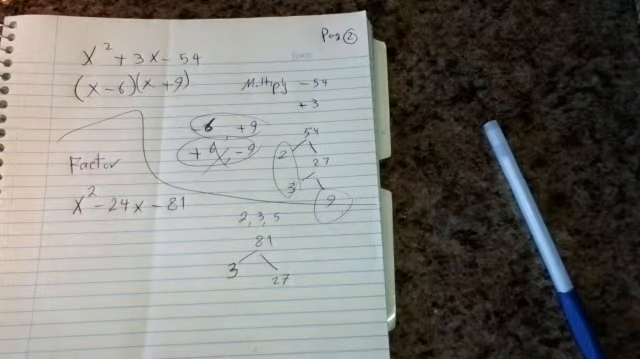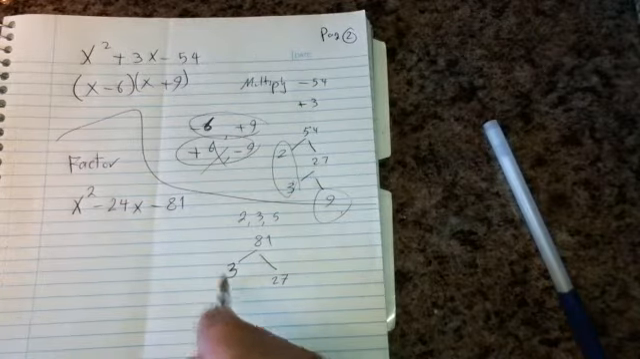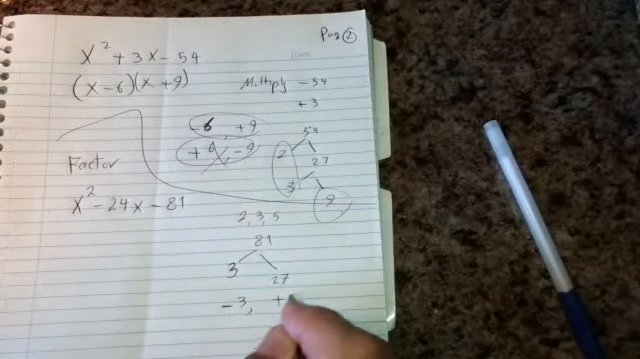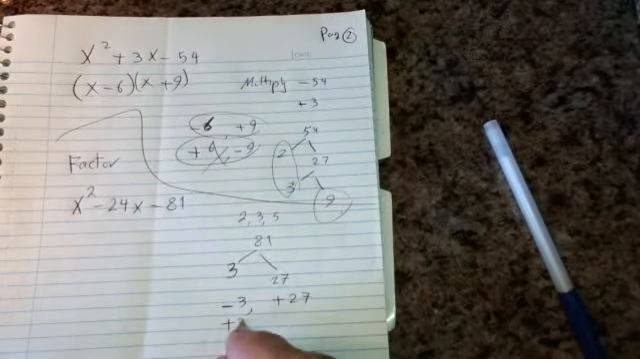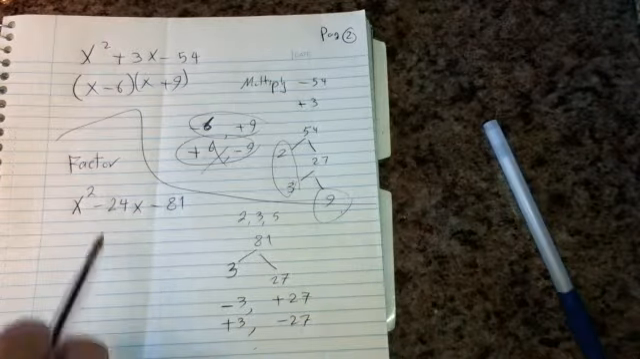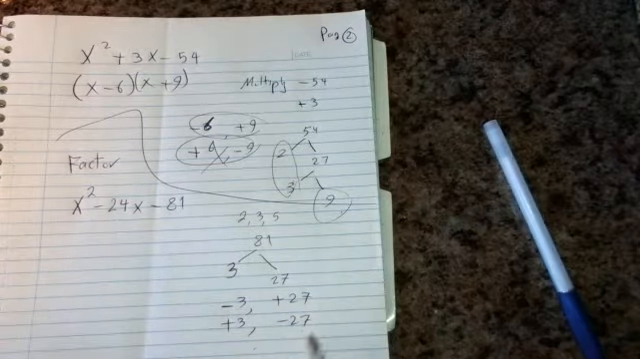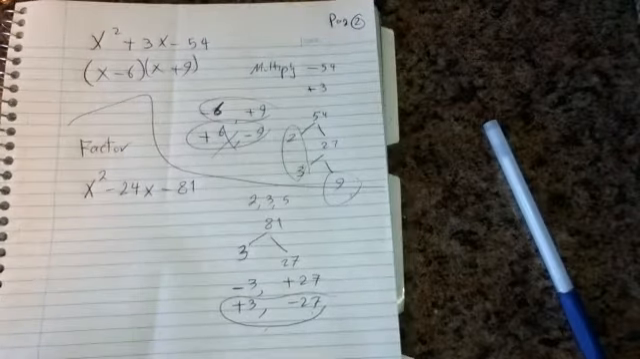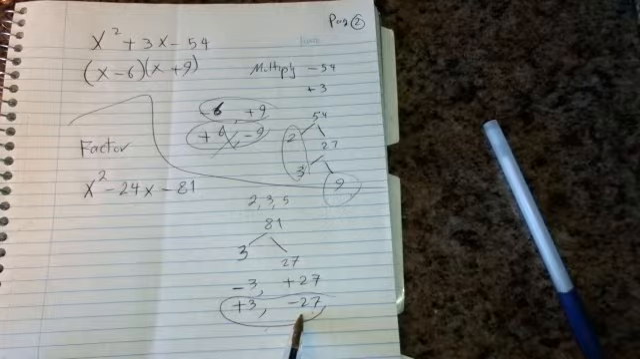3 and 27. Now, I want the multiplication to be -81. So it's either -3 and +27, or +3 and -27. Which one of these two pairs gives you -24? This one. See? When you have +3 and -27, it gives you -24.